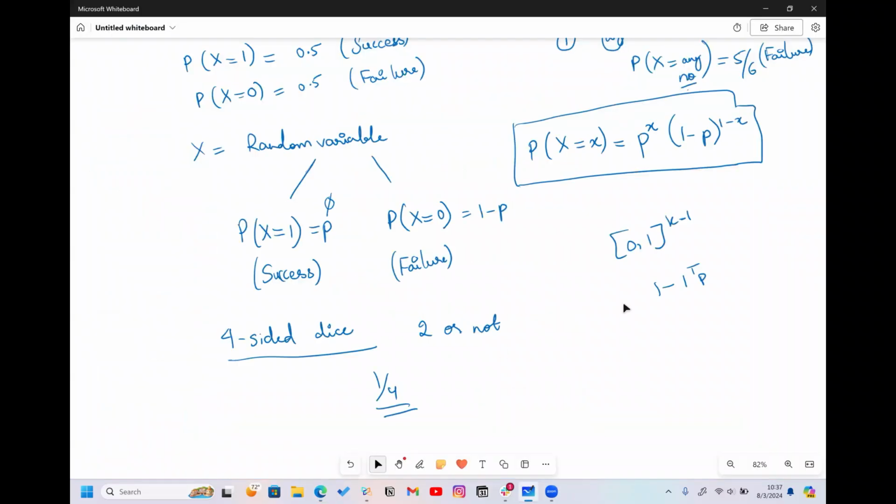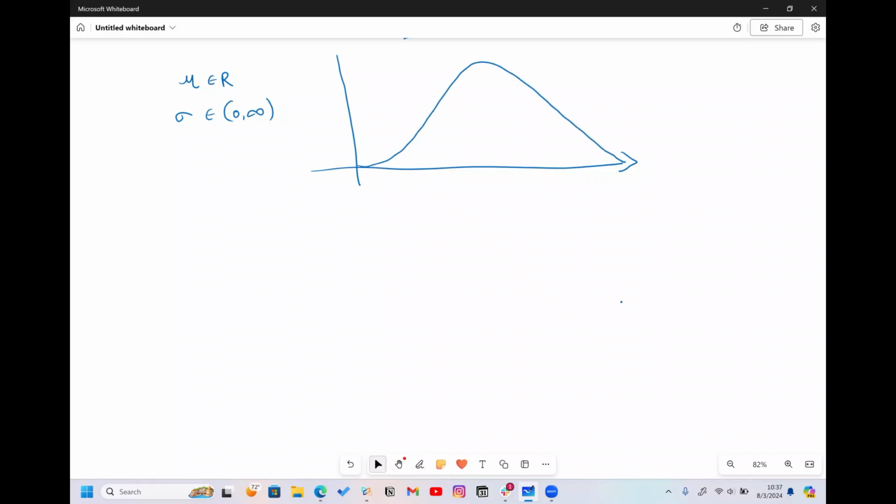Actually, let's go to the whiteboard. So here, the parameters are mean, which belongs to real numbers, and standard deviation, which is between 0 and infinity. And the distribution looks something like this, where the center coordinate is given by the mean, and the spread is given by the standard deviation. And here the area under the curve is 1.